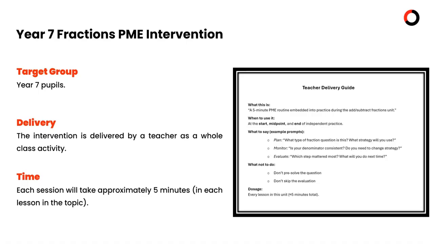So the intervention is targeted at Year 7 pupils. The intervention is delivered by a teacher as a whole class activity, and each session will take approximately 5 minutes in the lesson. Okay, so this is to go alongside usual teaching and usual practice.